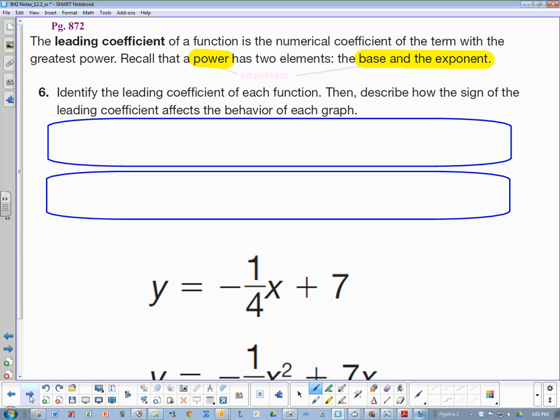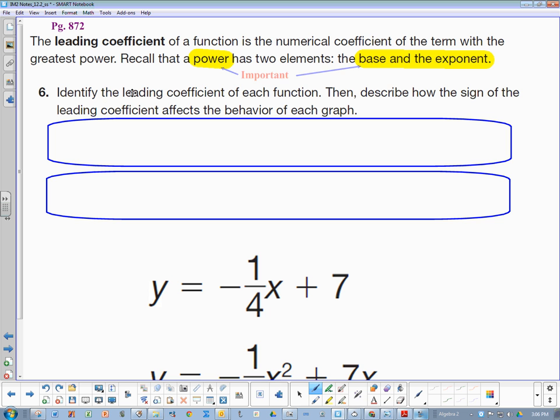Page 872. Now we're going to be talking about this thing that is very important. It's called the leading coefficient, the LC. The leading coefficient of a function is the numerical coefficient of the term with the greatest power. So recall that a power has two elements. A power is a base and an exponent.